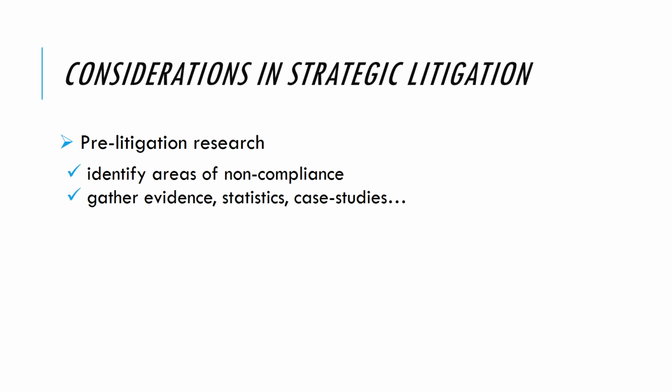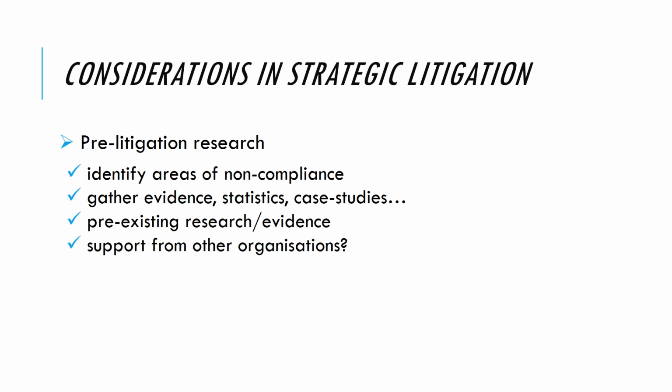Evidence can also be gathered from other affected individuals, or by compiling statistics or identifying case studies. Alternatively, there may be pre-existing research or evidence which has already been published. It may also be necessary, in some cases, to secure the support of other organizations, particularly those which may assist in engaging in complementary advocacy efforts. The second factor to consider is to identify the mode of strategic litigation which will be used.